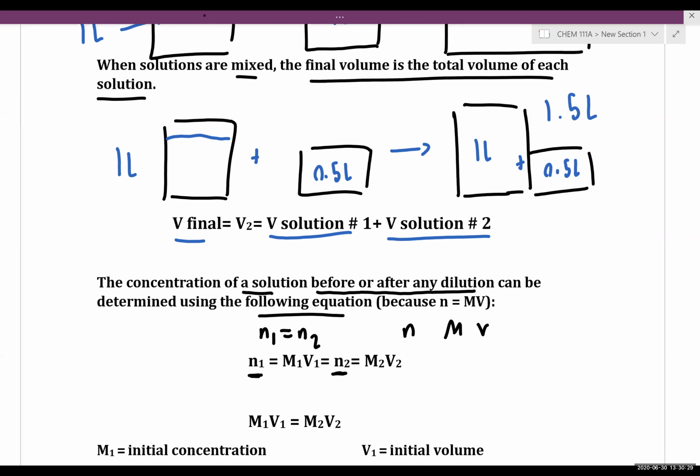So we know that the initial and final moles are the same. We can express the moles in terms of molarity and volume.